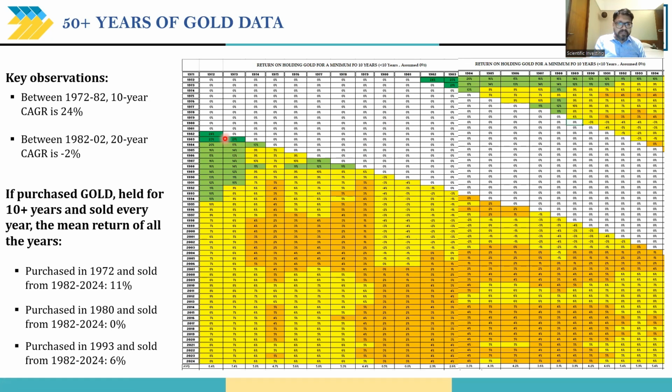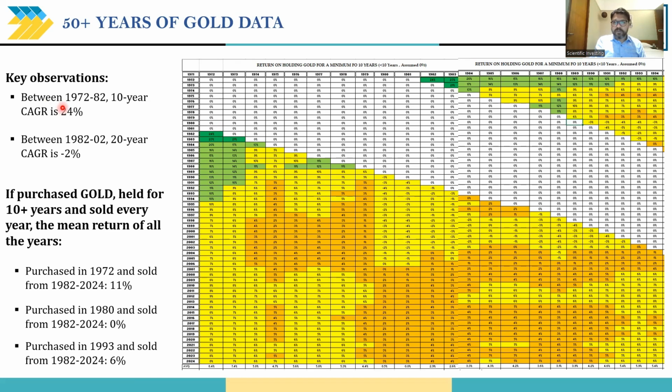So if you see this return of gold, this return is between 1972 and 1982. This is 1972. This is 1982. This is 24%. It means between 1972 and 1982, gold gave a 24% annual CAGR return.